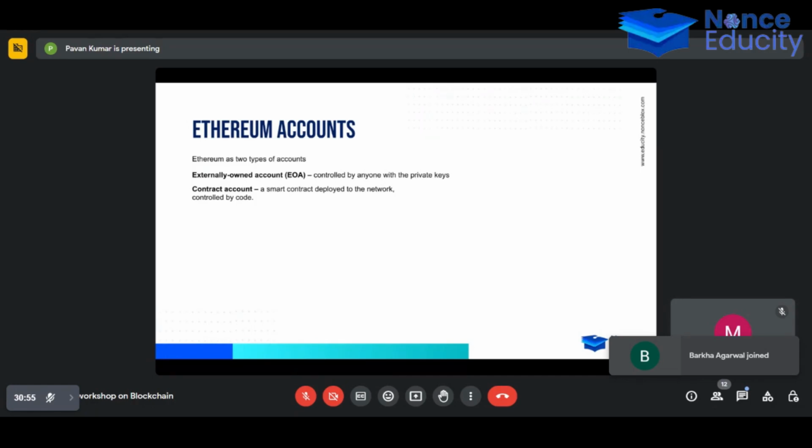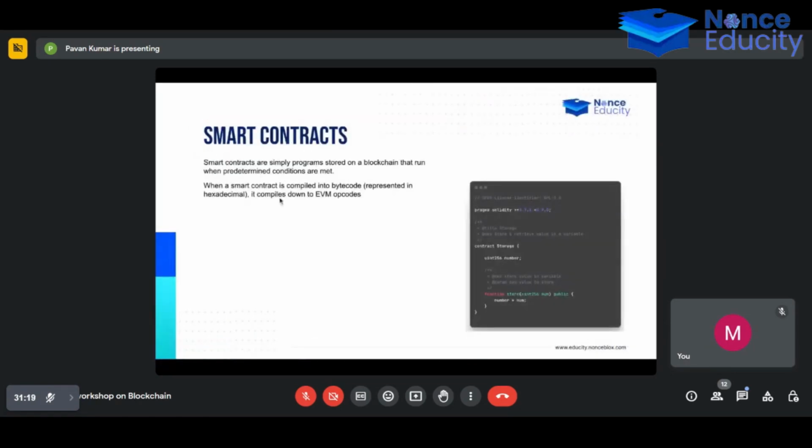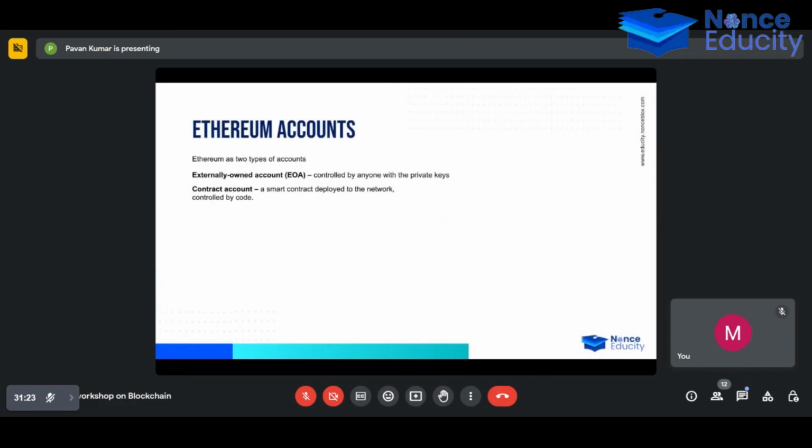So whichever account has a private key can initiate a transaction, meaning they can put up a transaction on the blockchain, and they can sign it. Basically, any transaction on the blockchain should have a signature, and the signature is done by private keys. If the contract account doesn't have a private key, it cannot initiate or put up any transaction on the blockchain. These contract accounts are controlled by the code that you write within Solidity. That's what Ethereum accounts are.